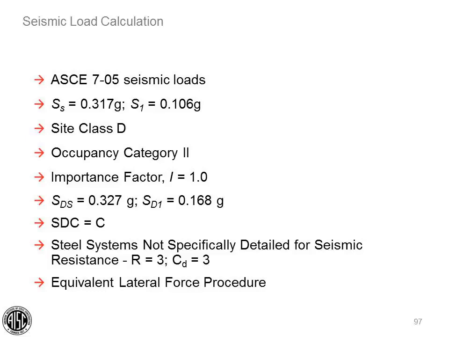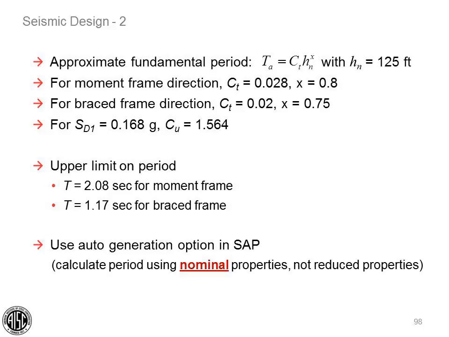For seismic loads, we're using ASCE 7-05 and the seismic parameters shown here. We'll use steel systems not specifically detailed for seismic resistance with R equals 3. Here's the period information for seismic design. I won't go through the seismic load generation. We'll use the seismic load auto generation in SAP. What I do want to point out here is that we need to calculate the building periods and mode shapes using the nominal properties, not the reduced properties. If you use the reduced properties, and you're not limited by the code upper limit on period, then your building period would be too long and you'd be underestimating the seismic loads. So again, use the nominal unreduced properties for calculating the building periods.